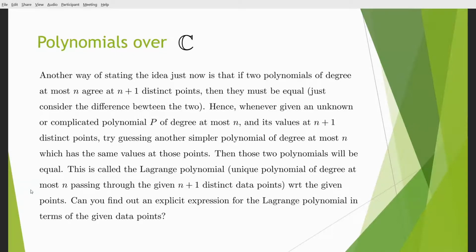So I'll tell you the answer now. Instead of thinking about this beta 1, beta 2, and so on, let us first think about a very simple case. Let us assume that at alpha 1 it gives you 1, and at all other remaining points it gives you 0. Then what will be the polynomial? What do you think should be the polynomial?